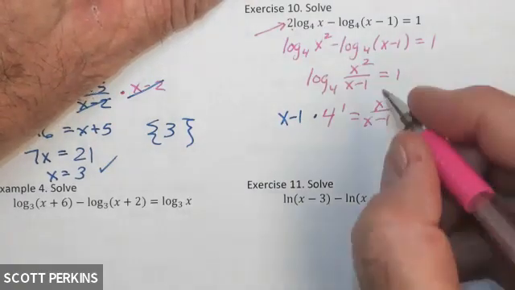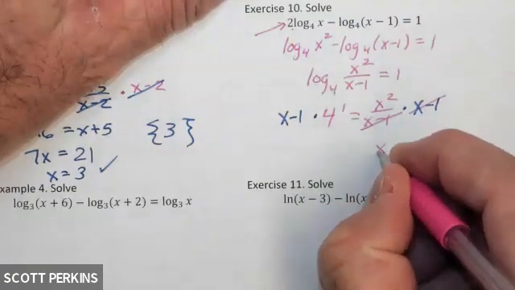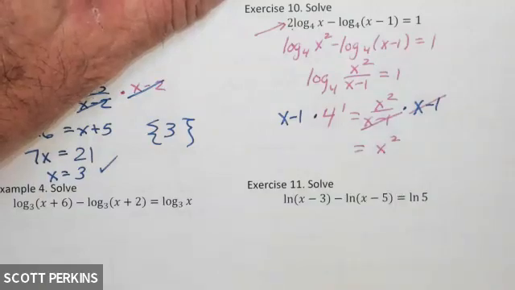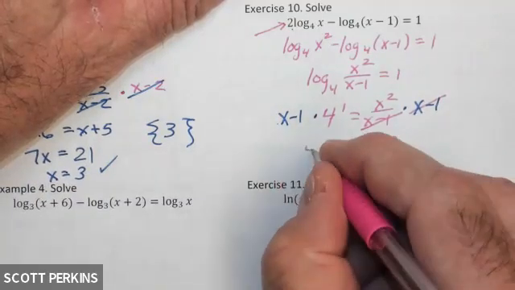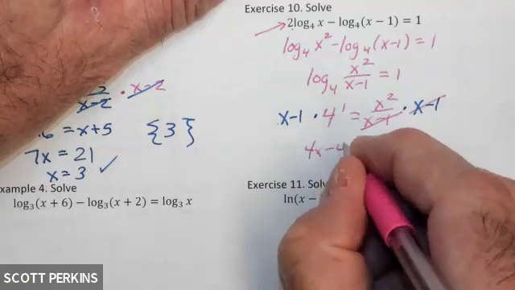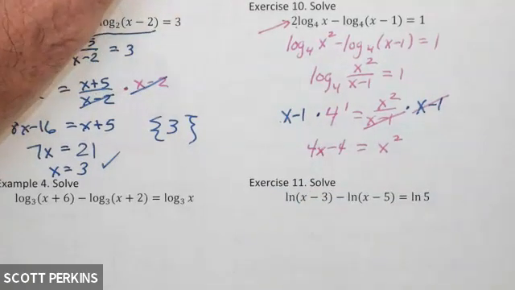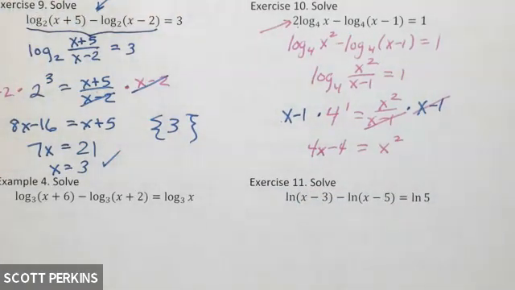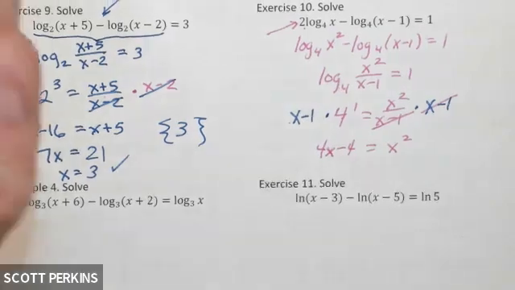When I multiply by the x minus 1 on the right, I'm just left with x squared. So that's nice. And on the left, I have 4 times x is 4x. 4 times negative 1 is negative 4. Yet again, a quadratic equation. In the final 2 problems, there's one more quadratic, there's one more linear. So we'll get to that.